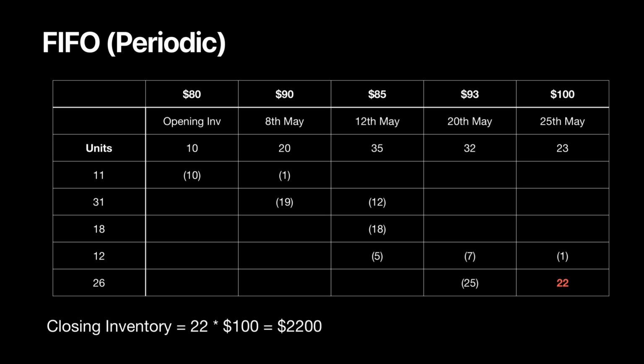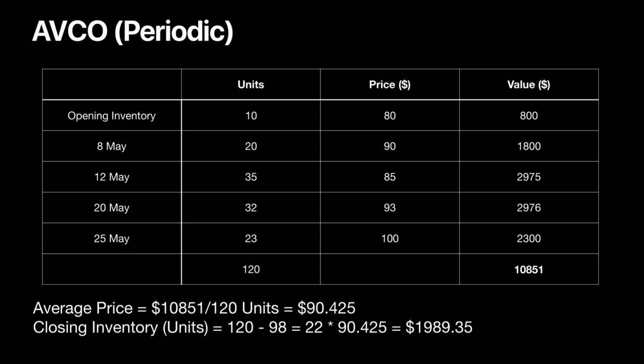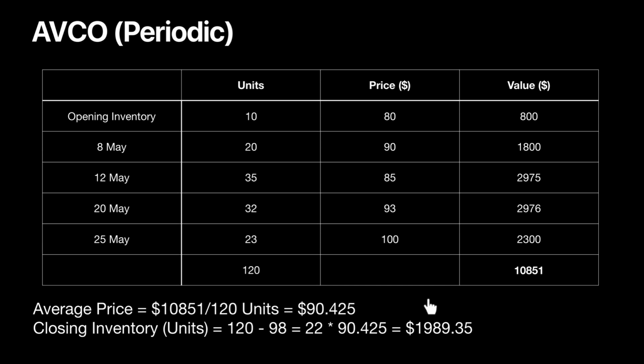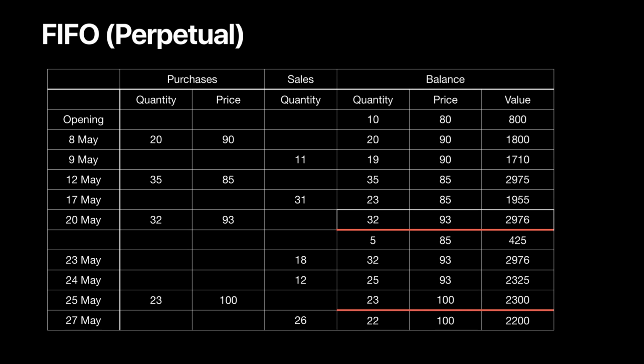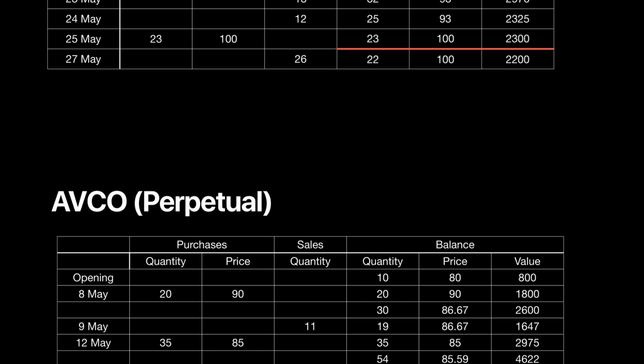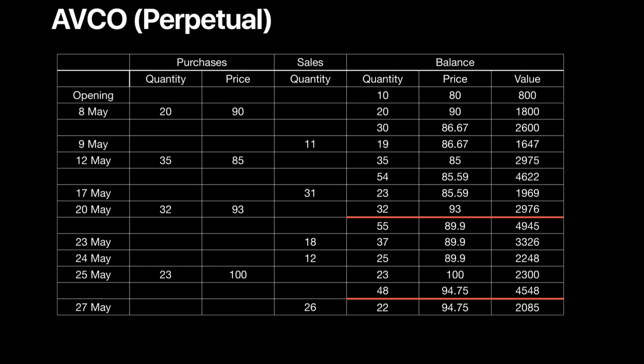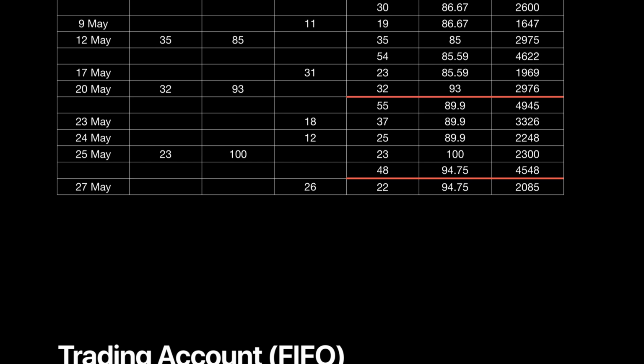So our closing inventory was 2200. We saw this number. For AFCO periodic, our inventory came out to be 1989. This is the value of our inventory under AFCO, right? FIFO perpetual gave us the same value, 2200, because under first in first out, the inventory value will not change. But AFCO perpetual gave a different value. This turned out to be 2085. Now, how does this impact your profit?